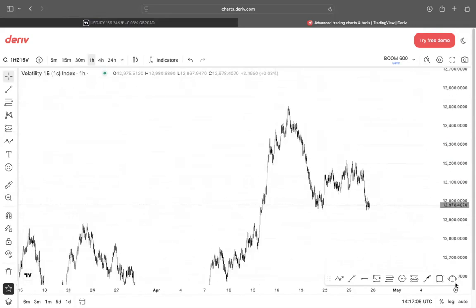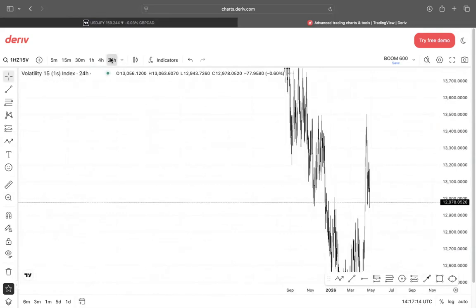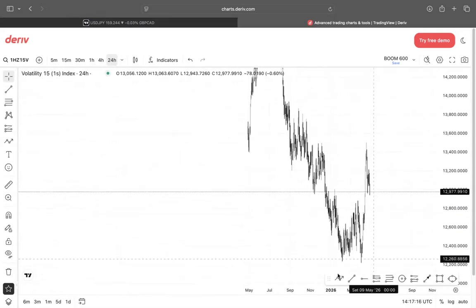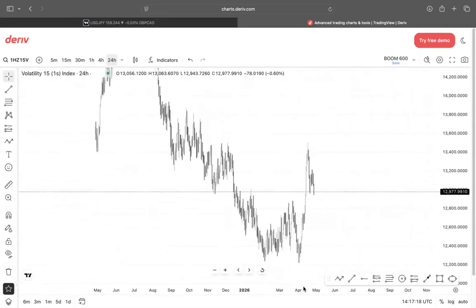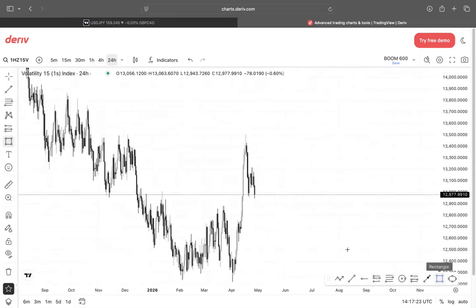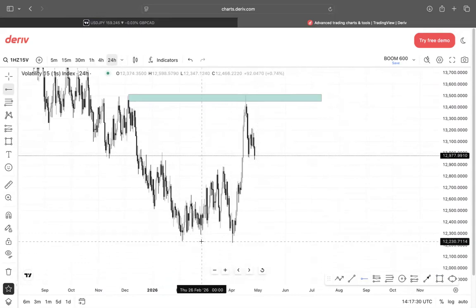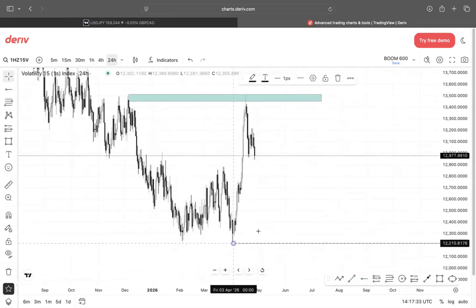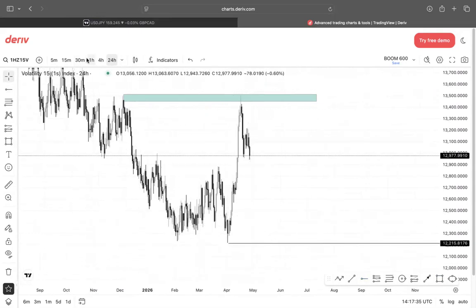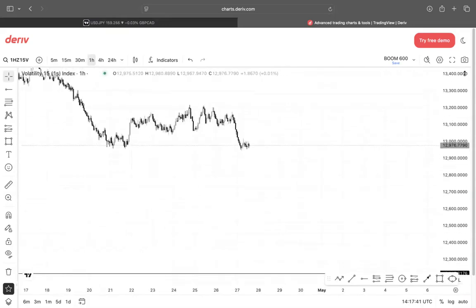V15 1X is actually selling. We have a top-down analysis on the 24-hour time frame. Price is coming from here and headed here. So you know the drill. We have to go to the lower time frame now and get our entries.